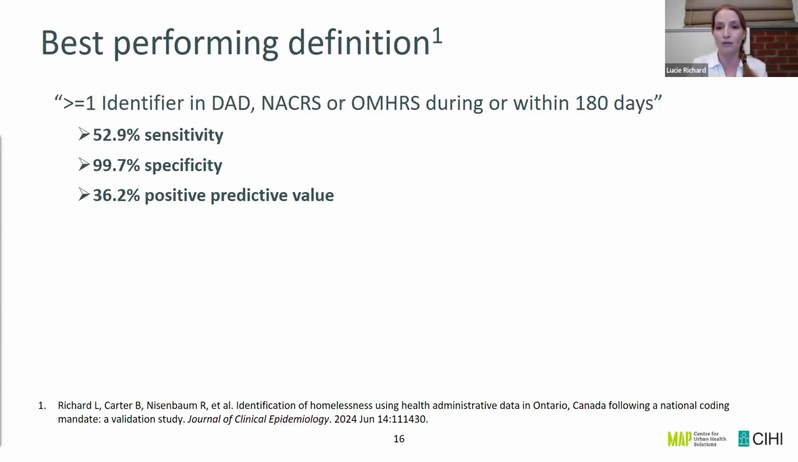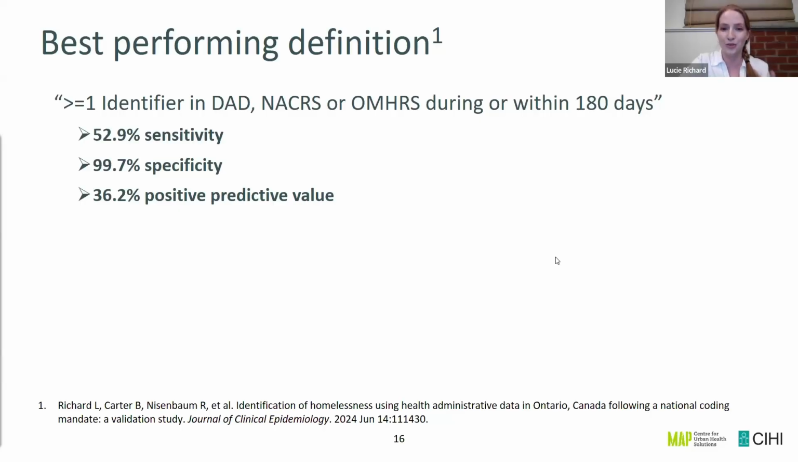The best performing definition amongst those 42 options was any identifier within any of those 3 databases during or within 180 days of the housing episode. Although I have to say that Z59.0 made up the vast majority of what was identified post-mandate. So if you only have access to that for some reason, you could limit yourself to that code alone if you so wished. This definition had a sensitivity, as I said before, of about 53%, an almost perfect specificity, and a positive predictive value of 36%.